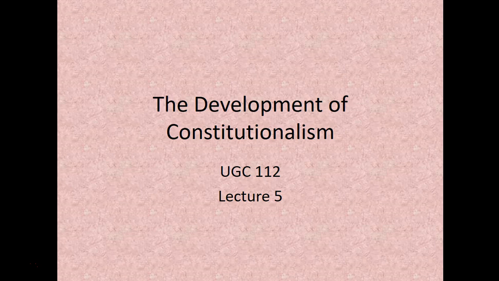This is Lecture 5, The Development of Constitutionalism. And much like last time, the development of absolutism, we're going to be talking about constitutional monarchies. Now, we're going to start today off a little bit earlier than we did in France. Remember when we looked at France and the development of absolutism? We looked right around 1600. So we're going to start off a little bit earlier in this lecture.